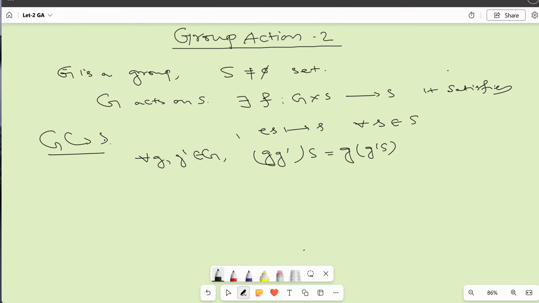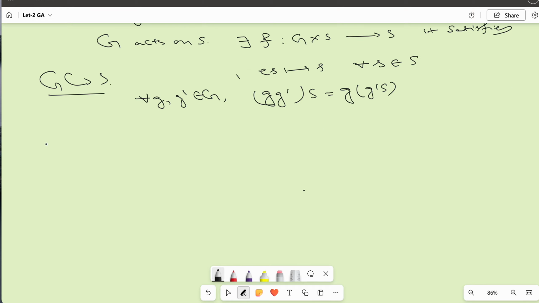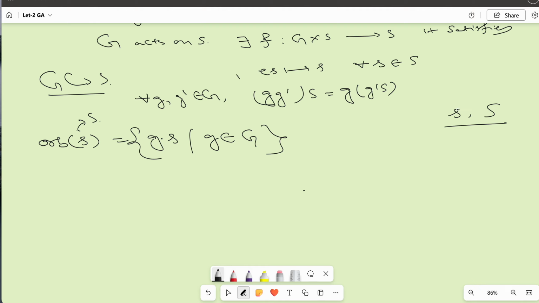Then we defined several examples, and after that we defined the orbit. The orbit of any element s is all those g's such that g is inside G. This is called the orbit of s, and s is an element of the capital S. Don't confuse the small s and the capital S; there is a distinction between them.